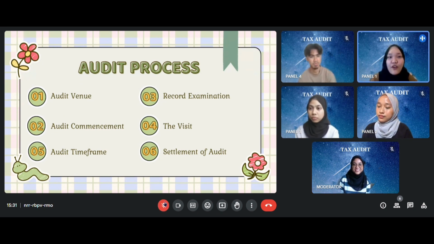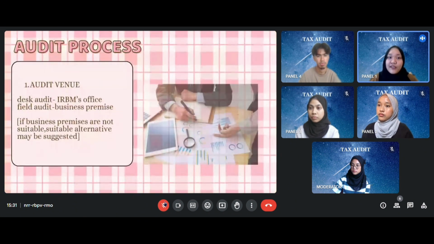Thank you, Ms. Moderator. First of all, I would like to explain what is audit process. The audit process is the series of steps followed by an auditor in order to conduct an audit engagement with a client. There are 6 audit processes, but I will explain 4 of them and the rest will be explained by panel 2, which is Ms. Husna.